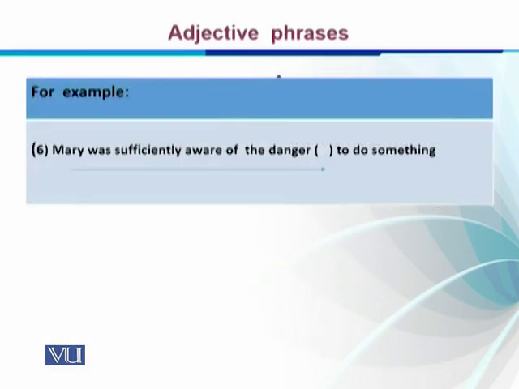So we can see, "Mary was sufficiently aware of the danger to do something." We know that the round bracket before "to do something," which is a non-finite clause, being the subject of this infinitive phrase, is controlled by the subject of the sentence, that is Mary. You can look at this: the arrow from Mary goes into this. It means that it is Mary who is to do something.